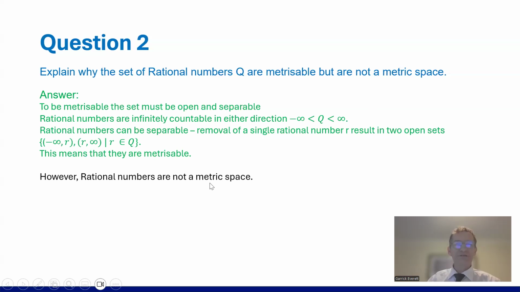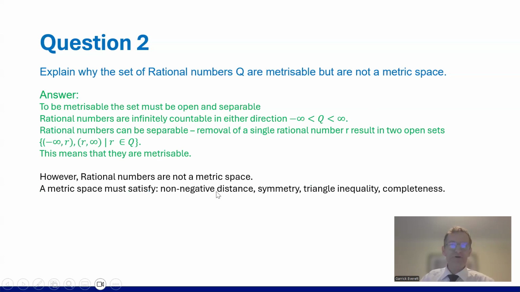Now you could do this in one step. I'm going to do all 4 steps, just so you're aware if you have to prove something is a metric space. So a metric space must satisfy non-negative distance, symmetry, triangle inequality, and completeness. So the distance is non-negative.